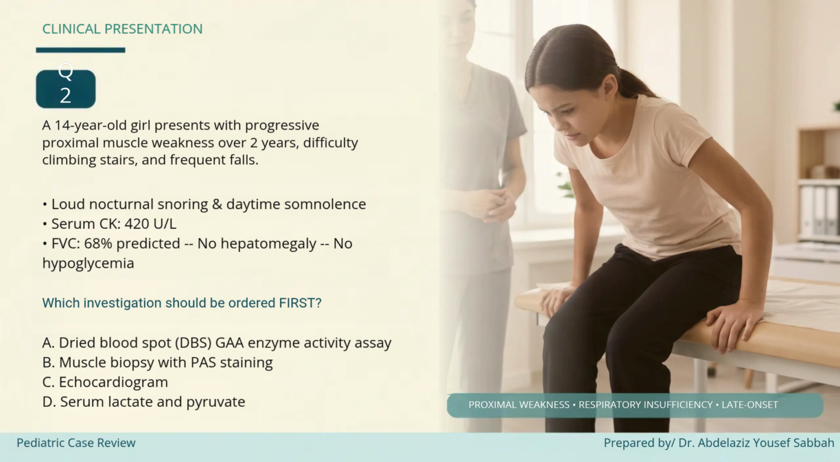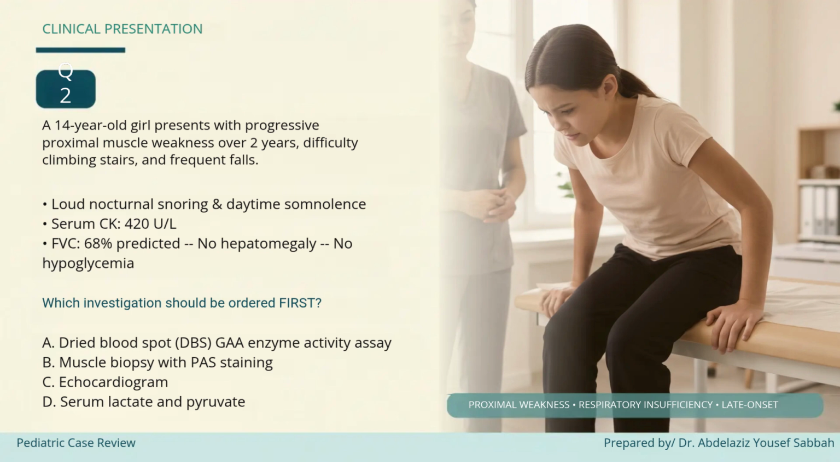Question 2. A 14-year-old girl presents with progressive proximal muscle weakness over 2 years, difficulty climbing stairs, and frequent falls. She has loud nocturnal snoring and daytime somnolence. The serum creatine kinase is 420 units per liter. Forced vital capacity is 68% of predicted. There is no hepatomegaly and no hypoglycemia. Which investigation should be ordered first?